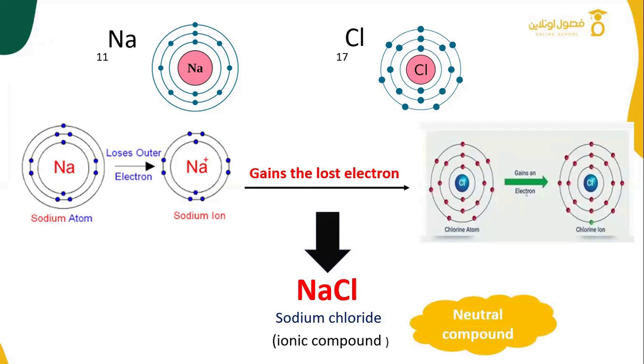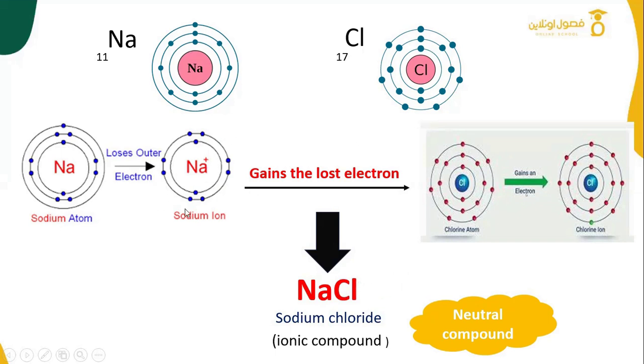Ionic compound is a neutral compound. What is the meaning of neutral compound? The word neutral means uncharged, has no charge above it. If we look at this compound, NaCl, sodium chloride, we notice that there is no charge above it. Why? Because the positive charge on this compound is equal to the negative charge.